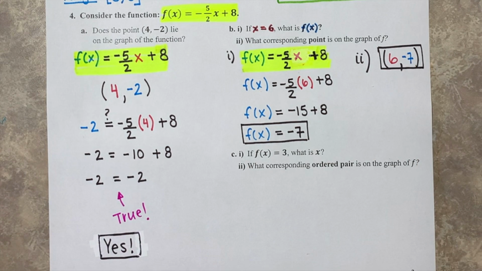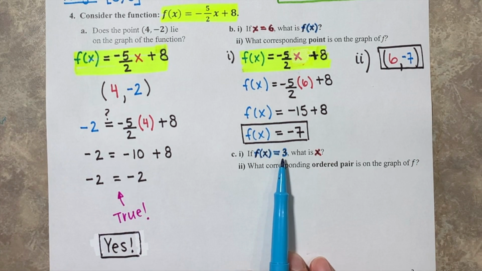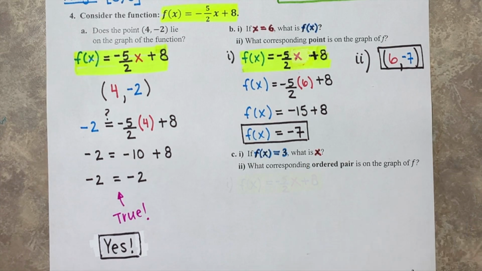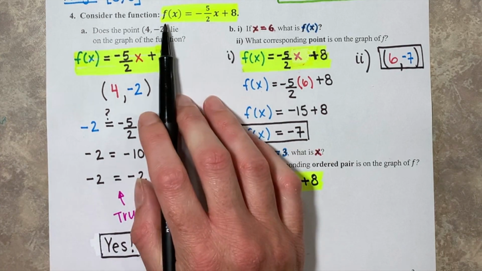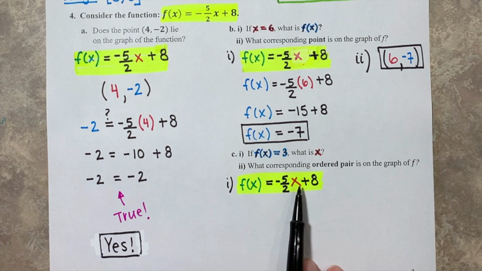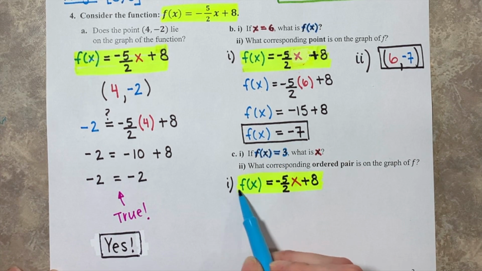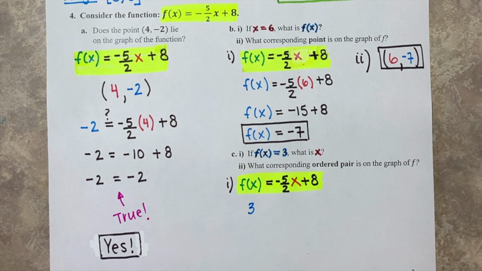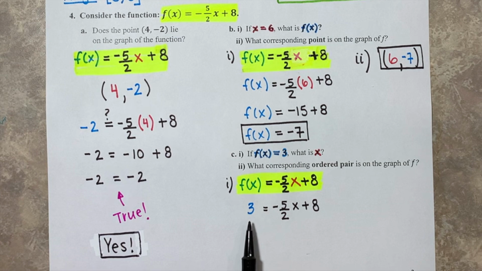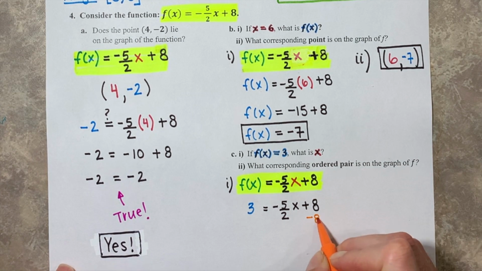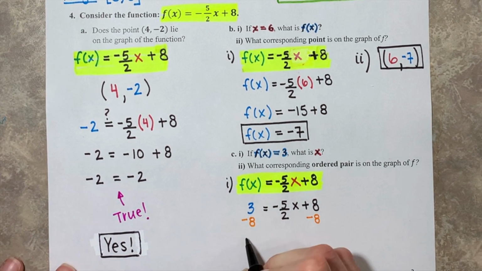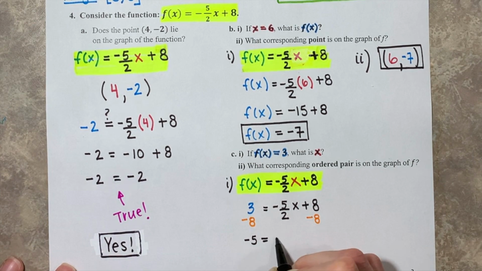For part C, we're asked, if f of x is equal to 3, what is x? Again, to start, I've copied down the original given function, just color-coded it. We're told that f of x equals 3, so let's replace f of x with 3. And then we're supposed to find x. So after we plug in 3 for f of x, let's now solve for x. We'll start by subtracting 8. That will leave us with -5 is equal to -5/2 x.